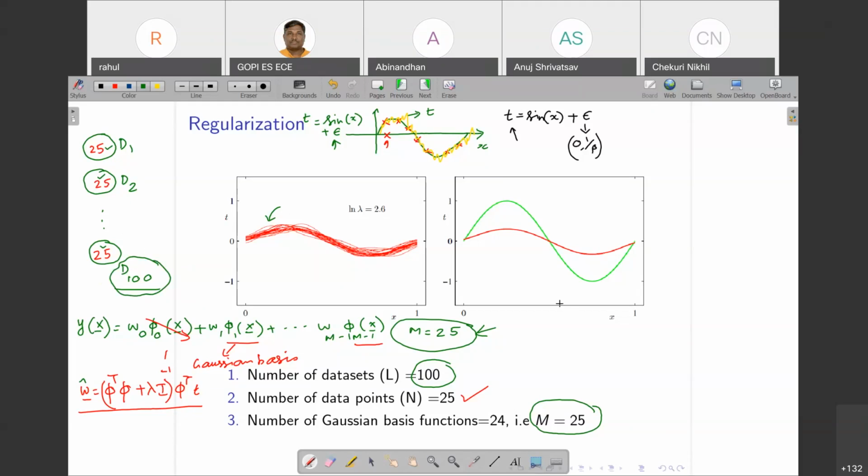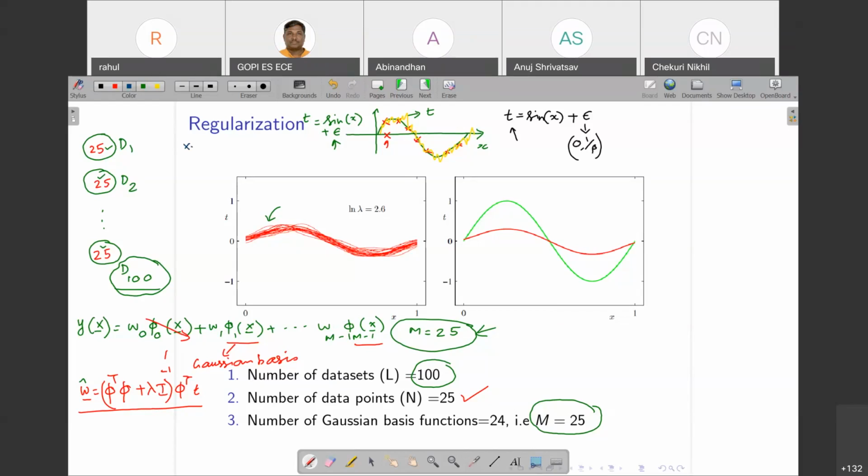Someone is asking a question: Vikash, what is the difference between data set and data point? See, what we are doing here is the points, whatever is collected, this is the experiment, right? So whatever points we collected from the sine wave, x and sin(x) plus epsilon, I hope, right? So I write it here.